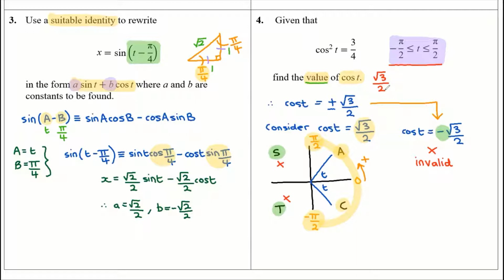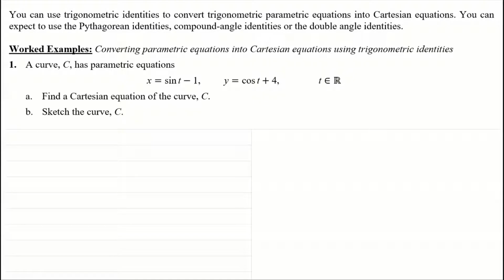Okay, so next we're going to move on to the worked examples, working with parametric equations and trig identities. So looking at the worked examples, there's a little bit of an introduction to this, just to get you thinking. It says that you can use trig identities to convert trigonometric parametric equations, there's a bit of a mouthful, into Cartesian equations. Yes, we kind of established that in the warm-up. And it says you can expect to use Pythagorean identities, compound angle identities, or the double angle identities. So it's all the work that we've covered in chapters 6 and 7 of the pure maths.